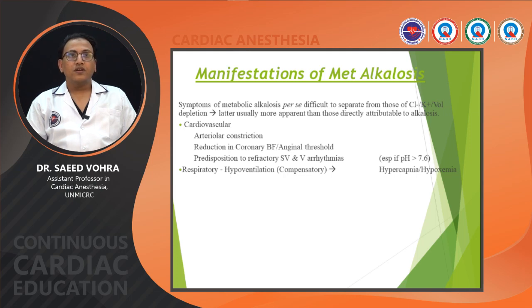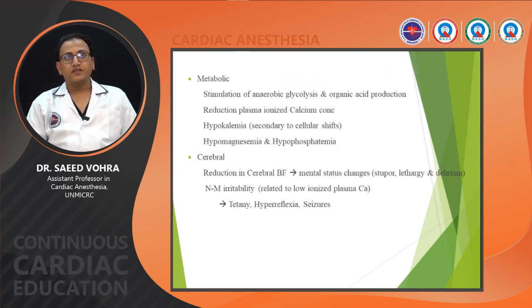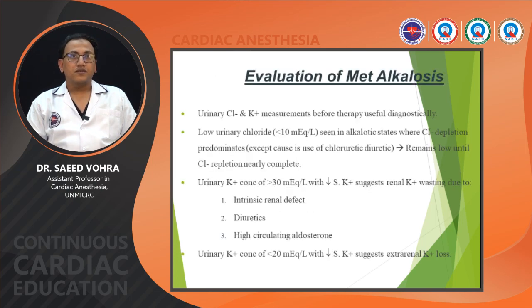The manifestations of metabolic alkalosis are various systemic manifestations, like arterial constriction, reduction in coronary blood flow, and predisposition to refractory ventricular arrhythmias. Respiratory perturbations like hypoventilation and hypoxemia. Metabolic conditions may lead to stimulation of anaerobic glycolysis and organic acid production. Cerebral manifestations like reduction in cerebral blood flow and mental status changes. This may lead to tetany, hyperreflexia, and seizures.